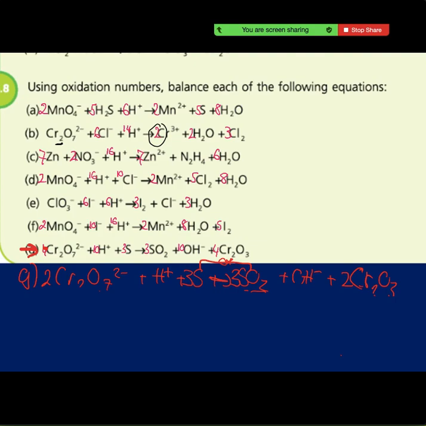Okay, so we now have to count up our oxygens. We always do oxygen first. So on this side I have 2 by 7 oxygen, so I have 14 O's here. On this side I have 3 2's are 6 O's here, and I have 2 3's are 6 O's here. So I have a deficit on this side of 2 oxygen, so I put a 2 here for this. And now I count up my protons. On this side I have 2 protons, so this side I will have 2 protons.